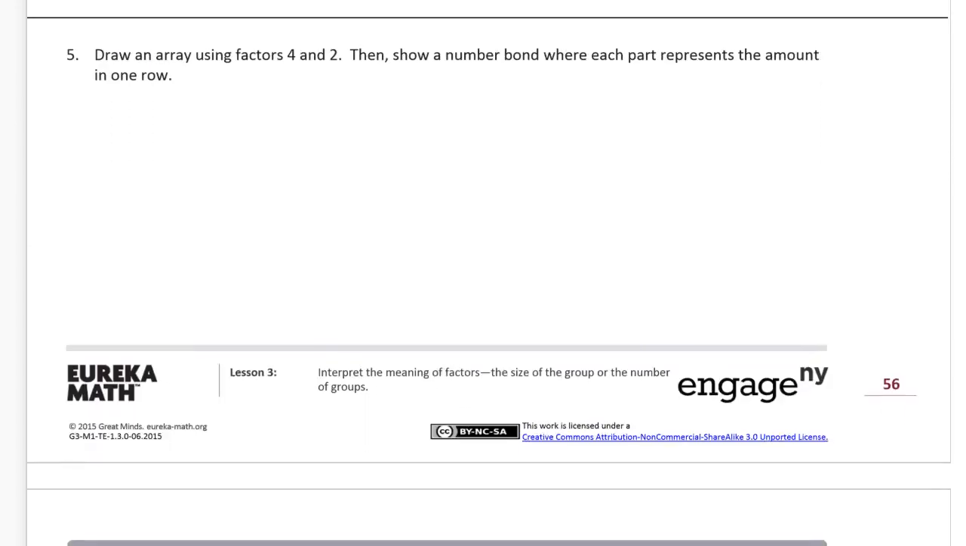Here's number 5. And we're almost done. Draw an array using factors 4 and 2. Now, factors are numbers that you multiply. So that would be our multiplication equation. It would be 4 times 2. That's an expression. I'm going to make it an equation by writing an equal sign. 4 times 2 equals 8.